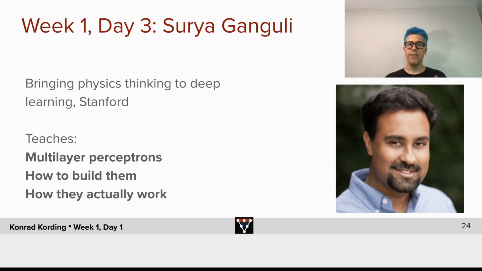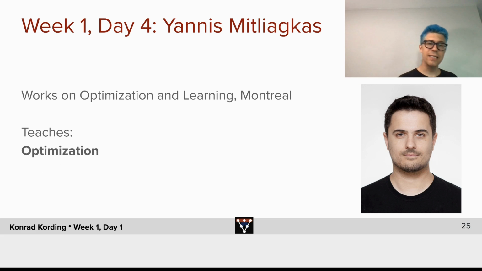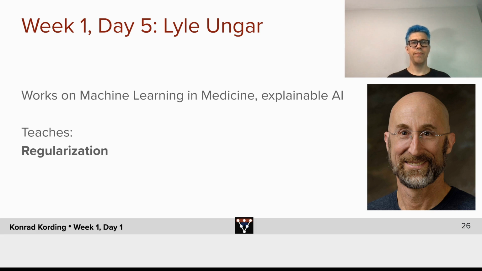He brings physics thinking to deep learning, had a strong impact on the theory of neural networks, but also does wonderful work in neuroscience, works at Stanford. He will teach us about multi-layer perceptrons, how to build them, and importantly, how they actually work. The next lecture on day 4 will be Yannis Mitliagkas. He works on optimization and learning in Montreal. Everything we do in deep learning is built on optimization. He will teach us the relevant techniques.